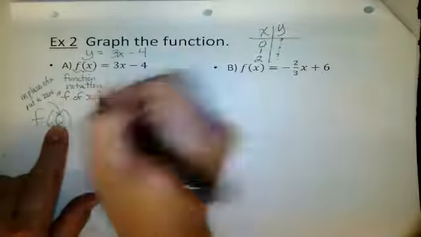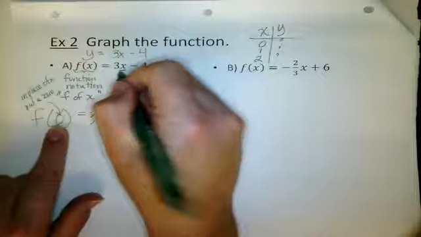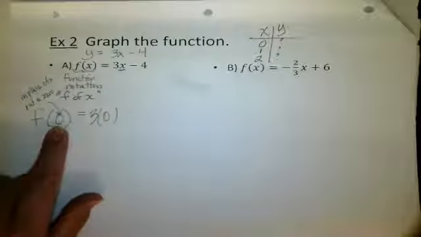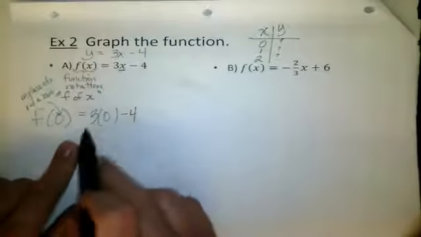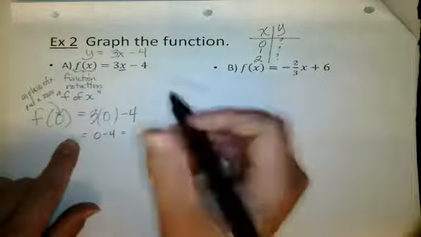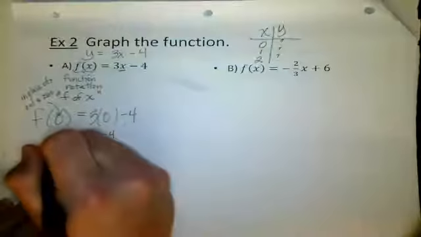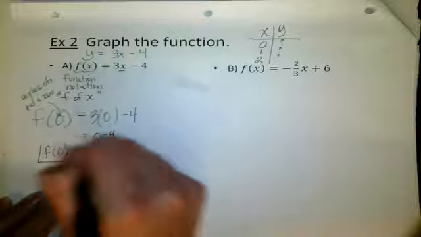So I'm going to take my equation, 3, and then in place of this x, what am I plugging in? A 0. And don't forget the subtraction. What is 3 times 0? 0. Minus 4 is negative 4. And so what I've done here is we have f of 0 equals negative 4.